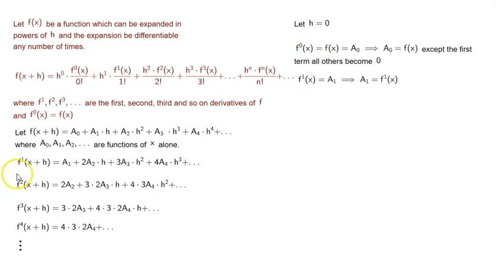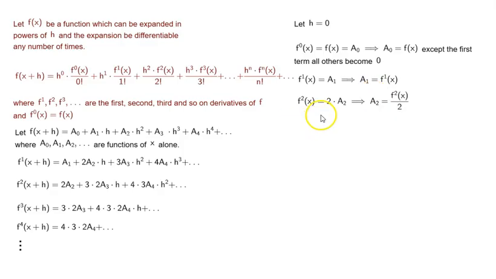For the first derivative, again, we make h equal to 0. So all the terms become 0 except the first term, which is a1. So f1 of x equal to a1, which implies a1 is equal to the first derivative of f of x.